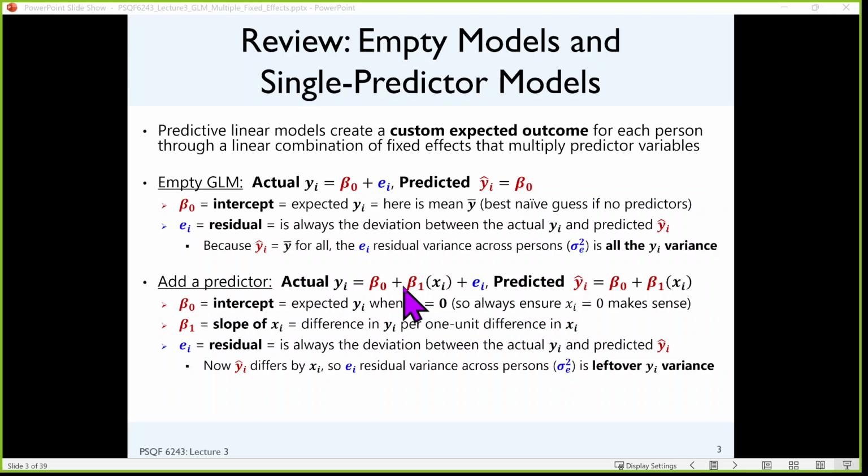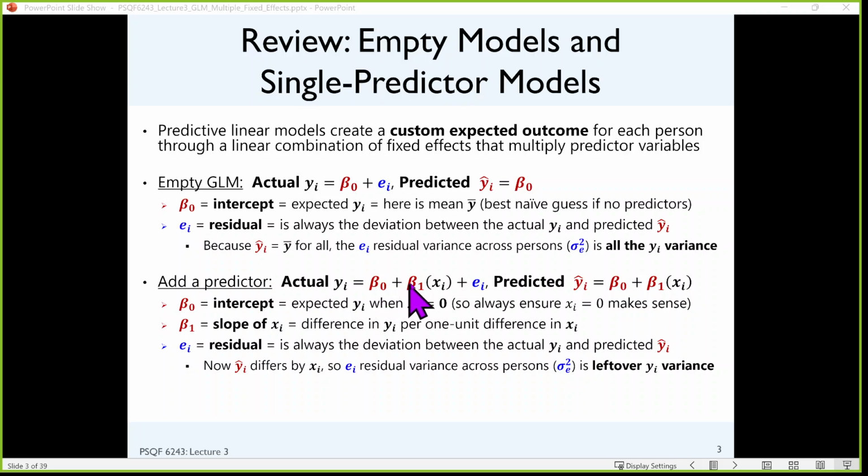Once we add a predictor, then what should happen is that the variability of these E's across people should go down. It should be decreased. We should be less wrong in predicting Y now that we've accounted for some other piece of information, X, as our predictor.